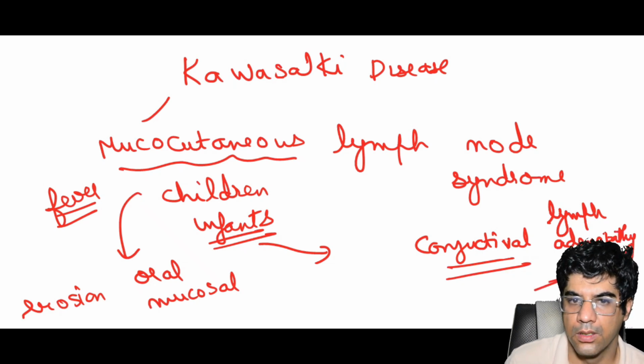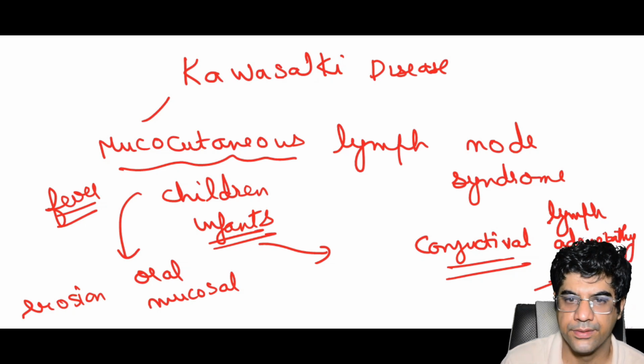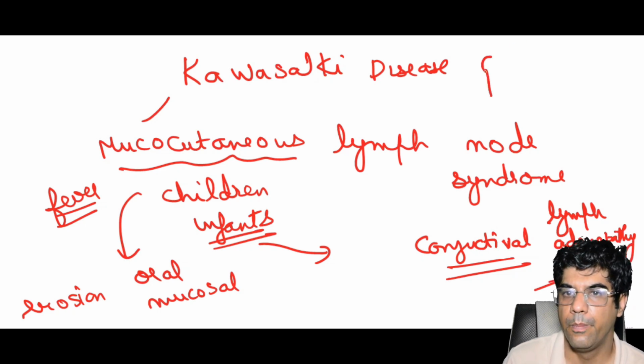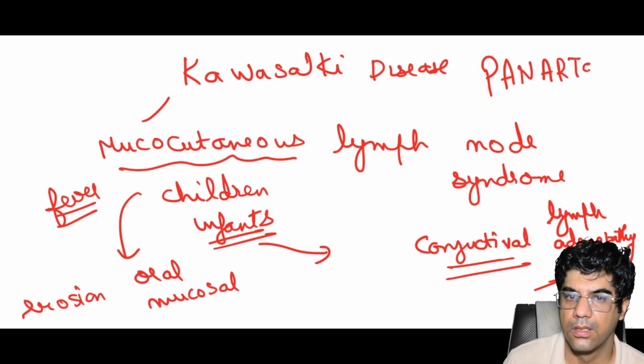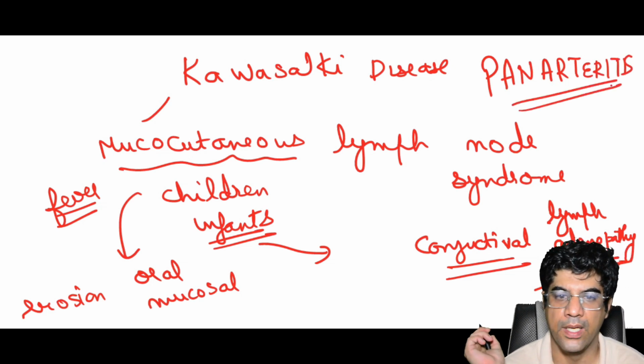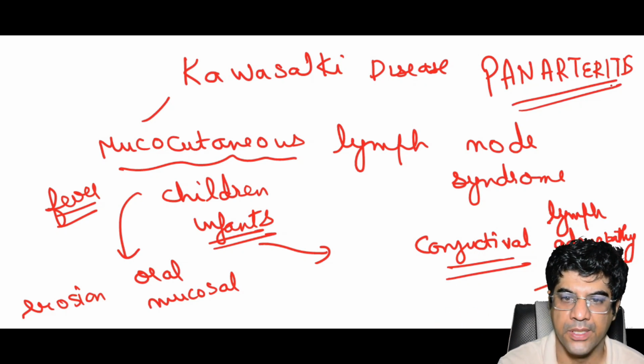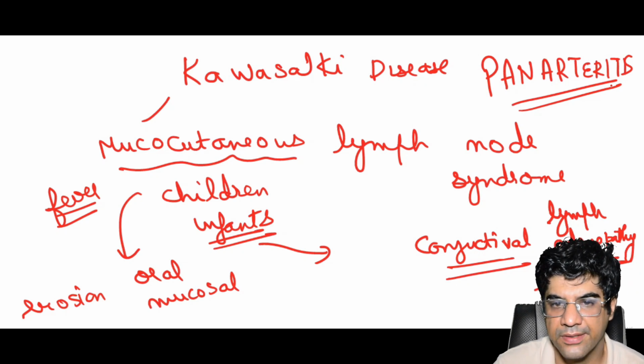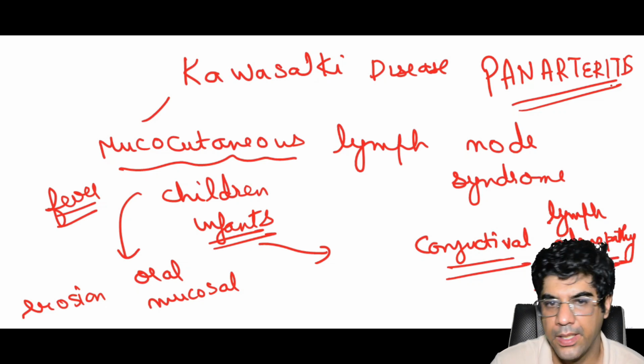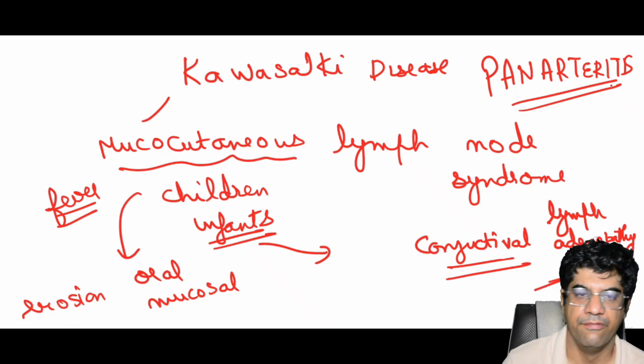Now the hallmark pathological feature of Kawasaki disease is panarteritis, resembling that seen in polyarteritis nodosa. So there would be necrosis and inflammation across the entire thickness of the vessel wall, and development of multiple aneurysms, particularly in the coronary arteries, which you can detect in the angiogram.